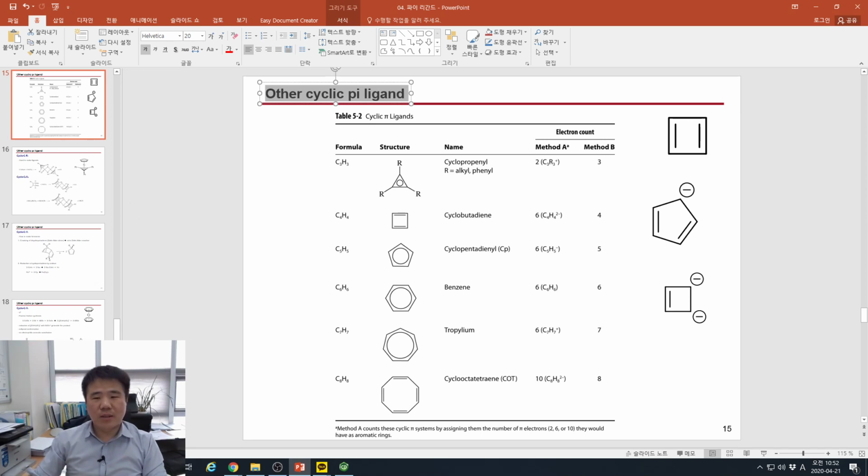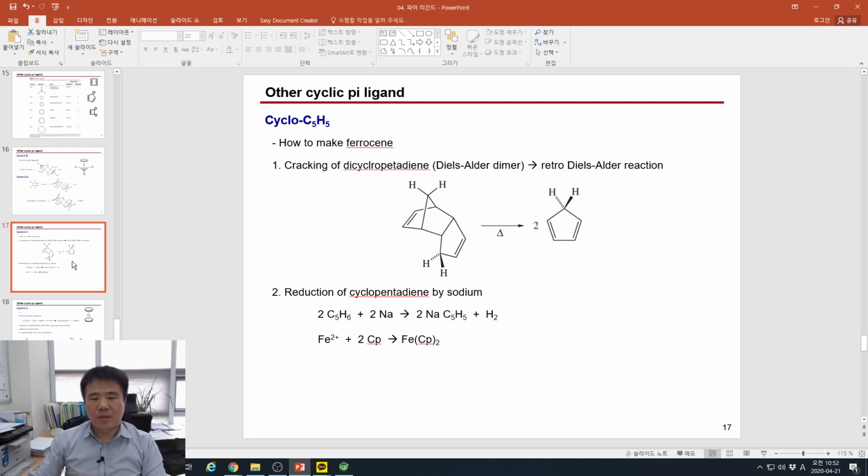I want to say in English: you need to distinguish the cyclopentadienyl anion and cyclopentadiene.